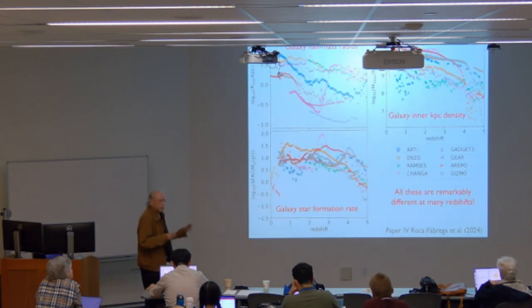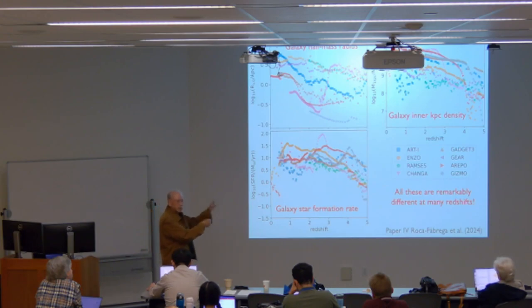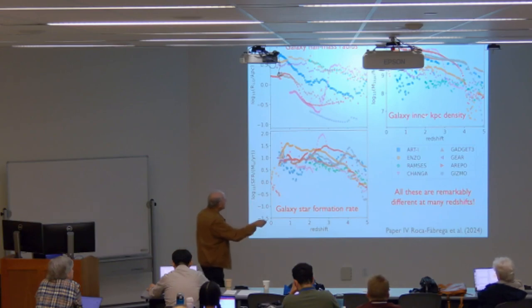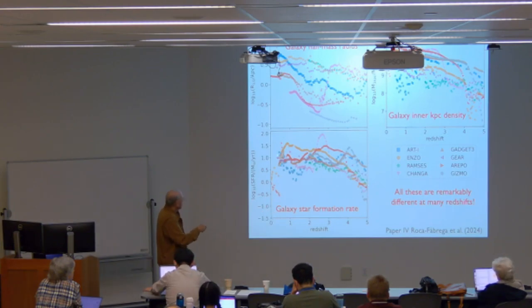Now, if you want to see some real differences, the galaxy half-mass radii. And you can sort of see this when I showed you the pictures. But when you actually analyze them, they're really, I think, surprisingly different. More than a full dex different. The inner kiloparsec density varies all over the place, pretty different. The star formation rate, pretty different.